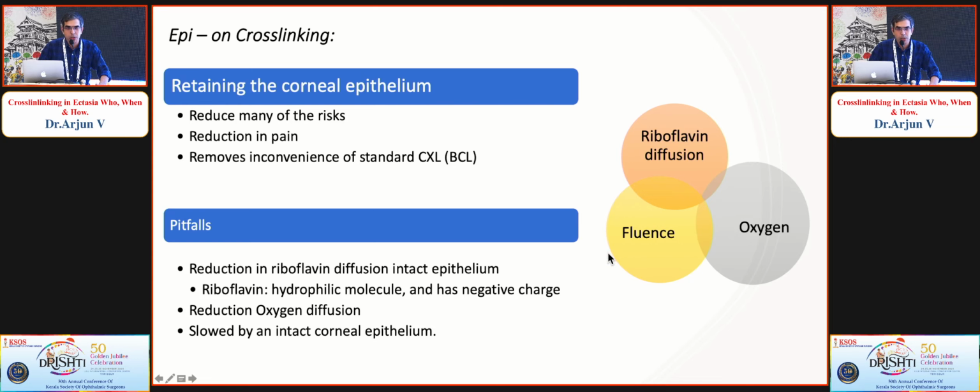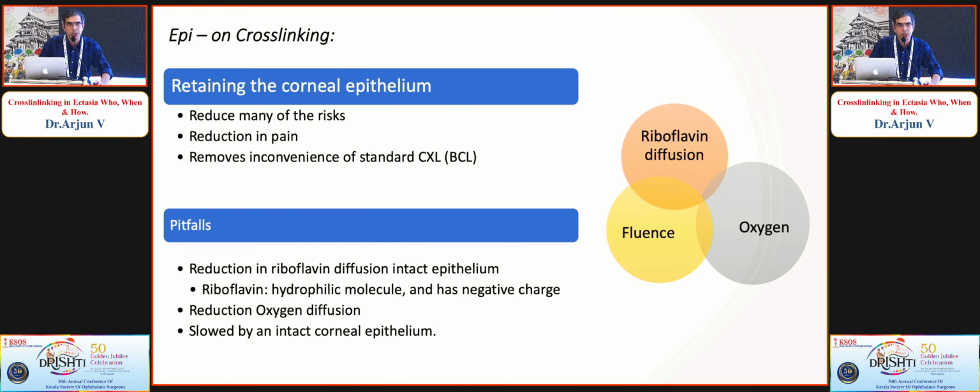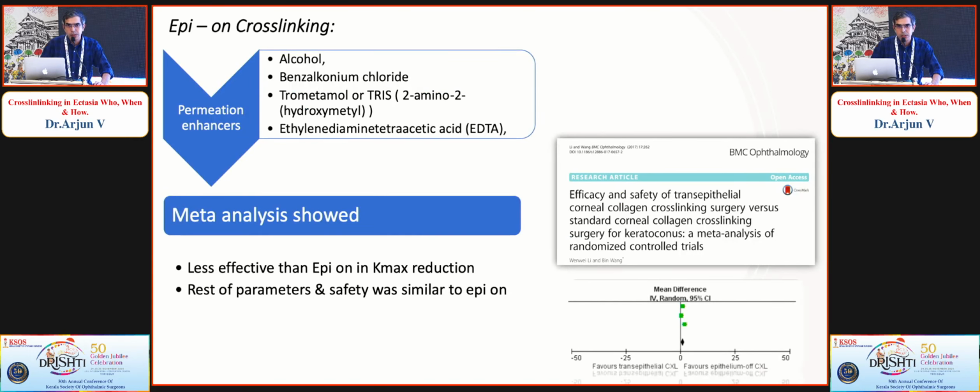With the epithelium on, there is a significant reduction in riboflavin entry into the eye because it's a hydrophilic, negatively charged molecule. It does not just diffuse like that, and there is a reduction in oxygen because the epithelium consumes the oxygen, and the intact epithelium will also affect the fluence which is delivered. There they have introduced permeation enhancers, which are either alcohol, benzalkonium, tramadol, or EDTA. Even the meta-analyses have shown over the years that epi-on is not as effective as the epi-off method.